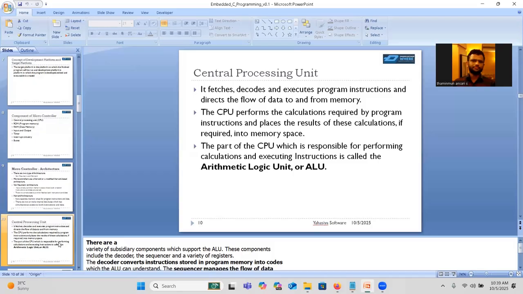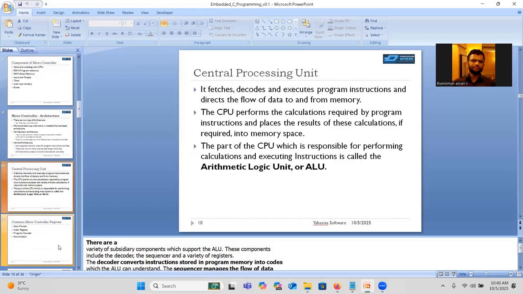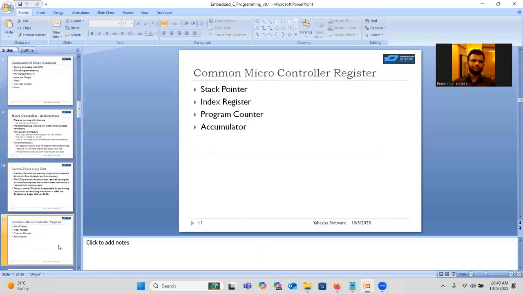That is the key. In every microprocessor and microcontroller, you will find a central processing unit. Without it, you cannot consider it a microcomputer or an independent microcontroller. Then, common microcontroller registers. Every microcontroller has a list of registers.